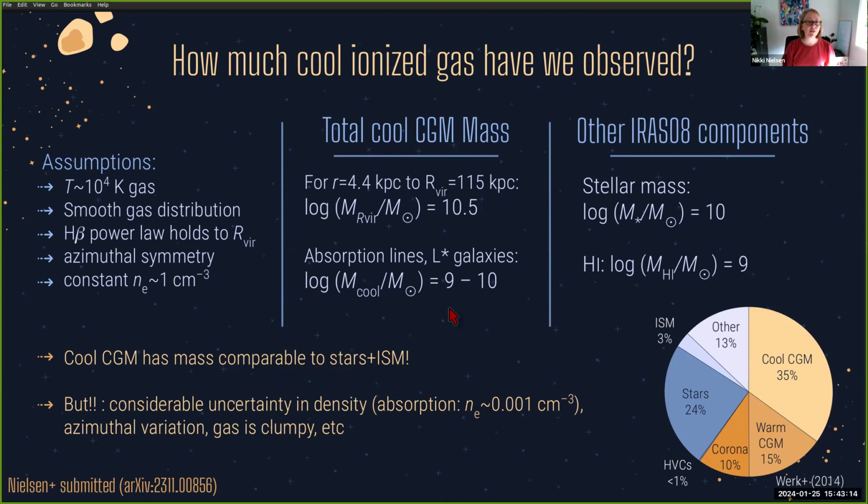But there's a considerable amount of uncertainty in the density. In particular, absorption tends to find electron densities of about 10^-3. But emission does trace more dense gas than absorption. So what we actually do in a revised version of our paper is take the mass estimates from the absorption lines and back out constraints on our electron density for emission. So stay tuned for that. But there's other uncertainty in all of the assumptions that we've made here, like azimuthal variation and that the gas is quite clumpy as well.